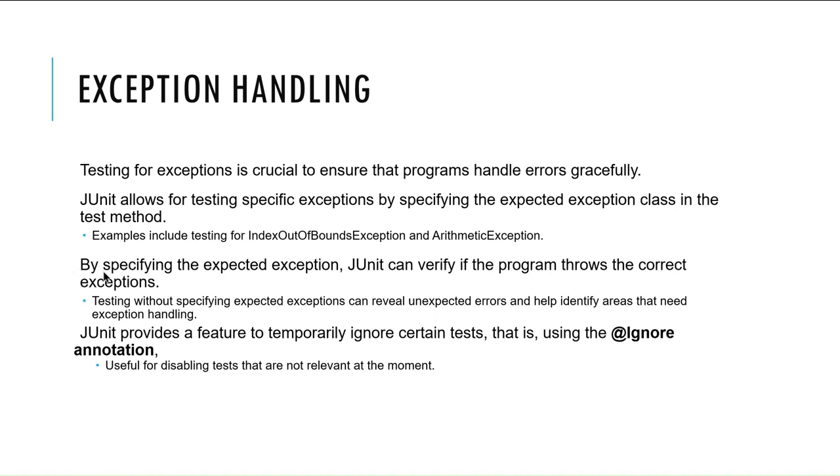By specifying the expected exception, JUnit can verify if the program throws the correct exceptions. Testing without specifying expected exceptions can reveal unexpected errors and help identify areas that need exception handling. JUnit provides a feature to temporarily ignore certain tests, that is, using the @Ignore annotation. This is useful for disabling tests that are not relevant at the moment.